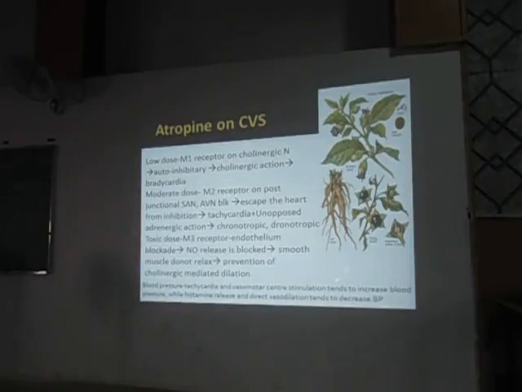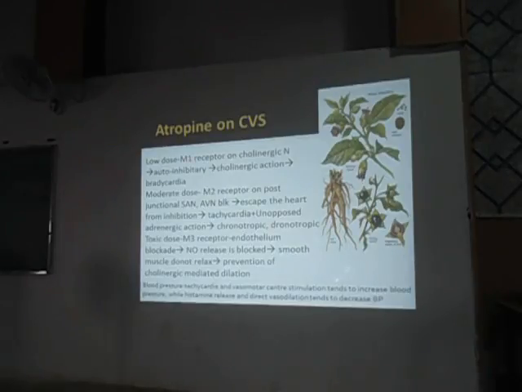Then at toxic doses, what can happen? M3 receptors at the endothelium can cause this release. Endothelial release is blocked, so there is no relaxation, meaning prevention of the cholinergic-mediated dilation. All these things will be there on blood pressure. This is the graph you have in your practicals.